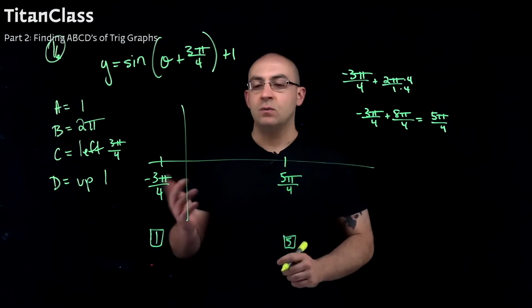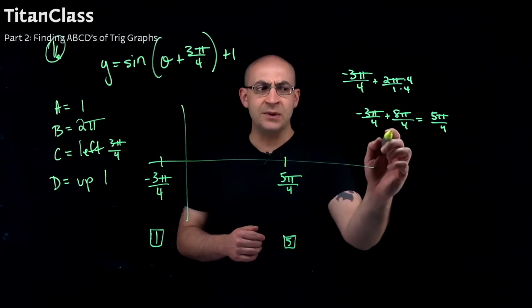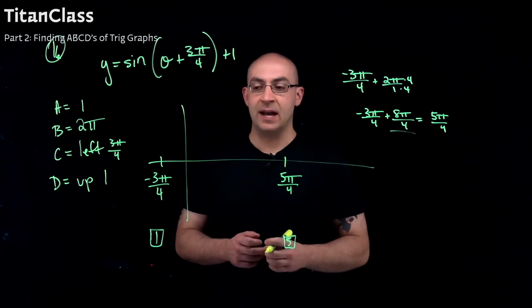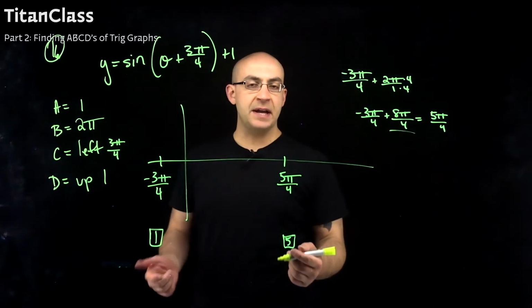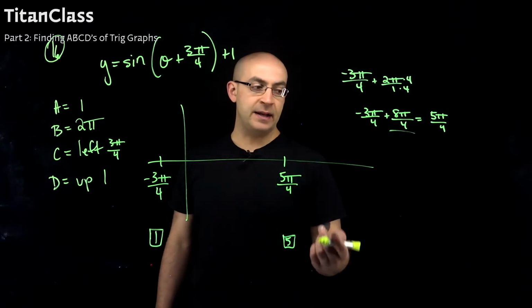Okay. Now we can go ahead and find the middle. We knew that the middle was 8 pi over 4 anyway. We had our first point of negative 3 pi over 4 and our 5th point of 5 pi over 4.